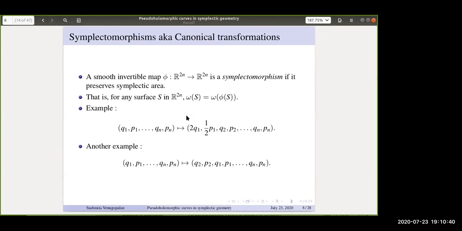Some examples of symplectomorphisms in R^2n are as follows. In the first example, we are multiplying the first coordinate by 2 and multiplying the conjugate coordinate by half. Therefore, when we evaluate the form on it, it remains unchanged. In the next example, I'm taking a pair of conjugate coordinates p1 and q1 and switching it with another pair of conjugate coordinates q2 and p2. Again, that's a transformation that leaves the symplectic area unchanged.